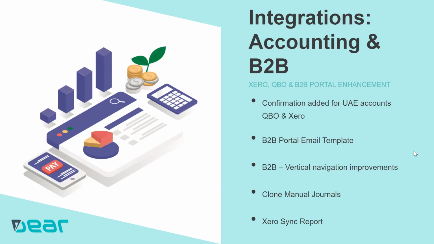With the B2B, there are also vertical navigation improvements. Once you were in the B2B portal, you had a vertical navigation which previously just showed you brands, categories, and product tags. You could just enable or disable them. Now you can enable them, but also enable submenu items.